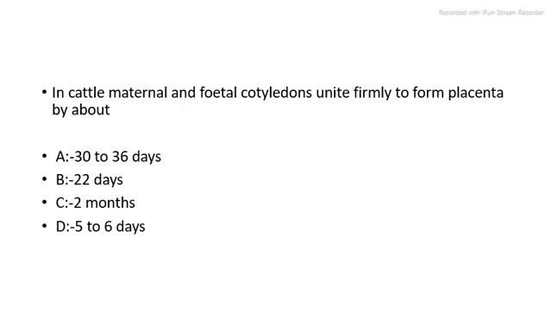Next question. In cattle, maternal and fetal cotyledons unite firmly to form placenta by about during which period? Option A 30 to 36 days, option B 22 days, option C 2 months, option D 5 to 6 days. So the correct answer is option B, that is 22 days. So in cattle, maternal and fetal cotyledons take 22 days to unite to form placenta.